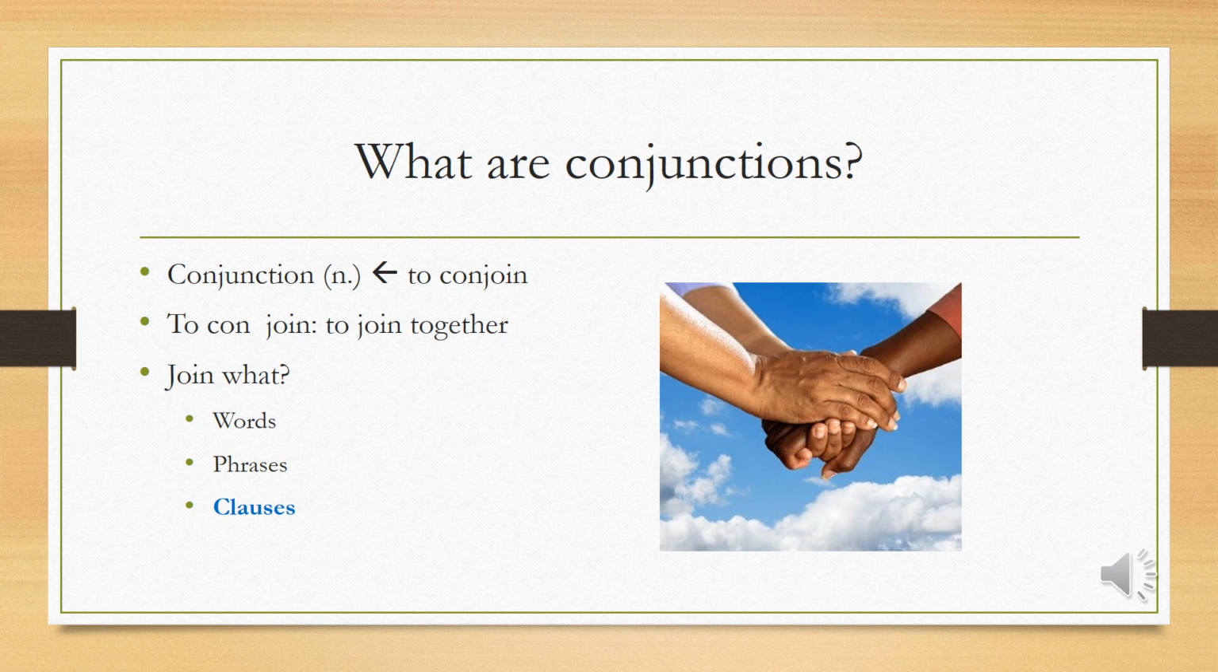And we are going to start by reviewing a little bit. So a conjunction, which is a noun, comes from the word to conjoin, meaning to join together. So what can we join? We could join words, phrases, and in this case here we're talking about clauses. So a conjunction will join 2 clauses together.